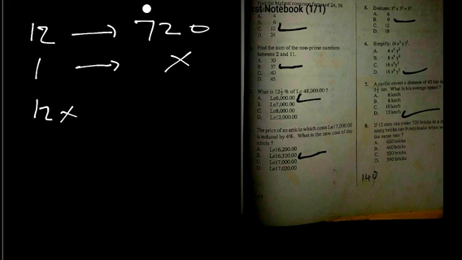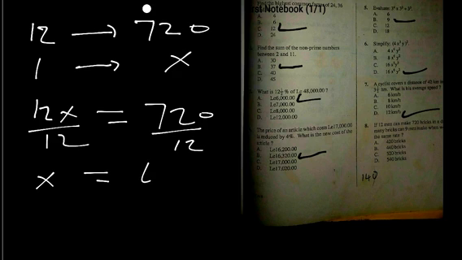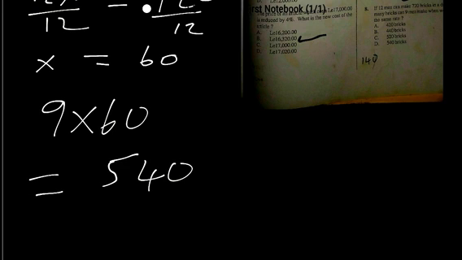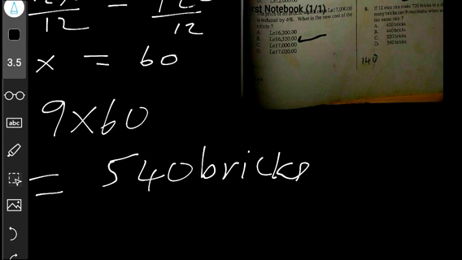Multiply this to this. So 12 times X, which is 12X, will be equal to 1 times 720, which is 720. So divide here by 12, here by 12. So our X will be equal to 60. So 1 man will make 60 bricks in 1 day. But the question says, how many bricks can 9 men make working at the same rate? Therefore, 9 men can make 9 multiplied by 60. So 9 men can make 540 bricks. So the correct option for this question is D.